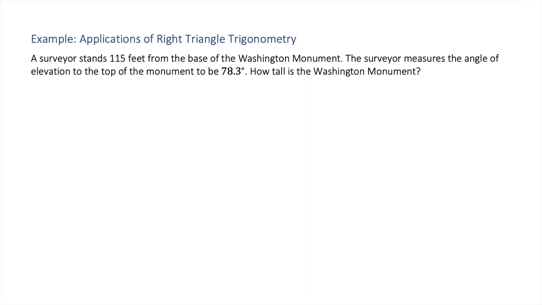A surveyor stands 115 feet from the base of the Washington Monument. The surveyor measures the angle of elevation to the top of the monument to be 78.3 degrees. How tall is the Washington Monument?